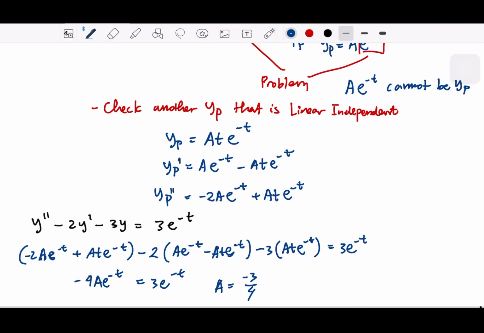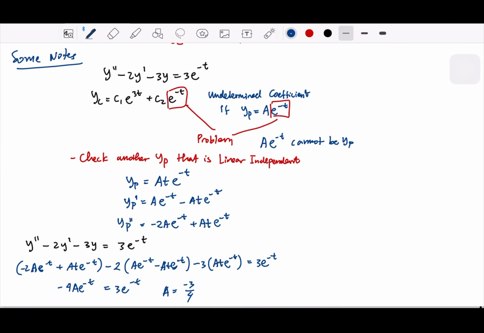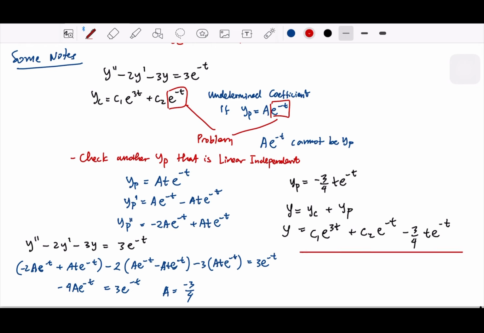Or maybe let me write on the right side here, just to make sure that we finish this with the proposed solution. So yp is -3/4 t e^(-t). So y is yc plus yp, which is c1 e^(3t) plus c2 e^(-t), and then yp is -3/4 t e^(-t). So this is the final solution, the general solution. Okay.